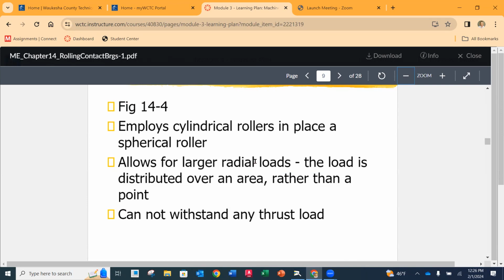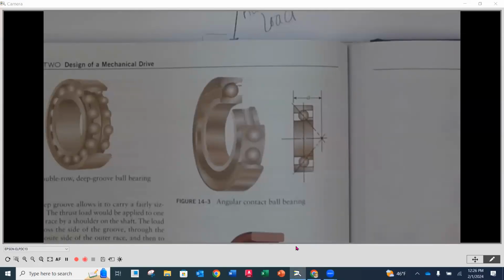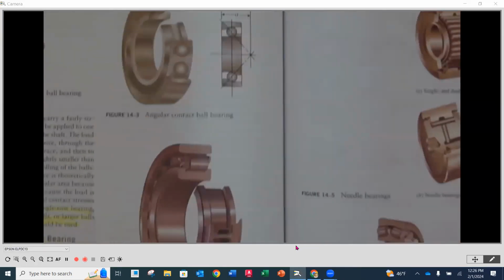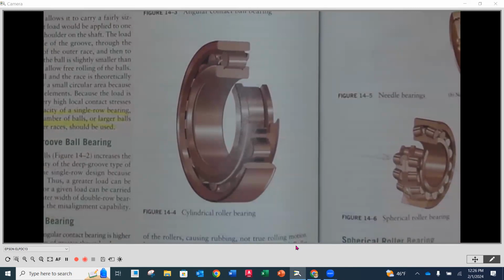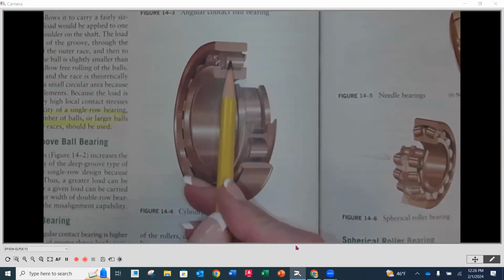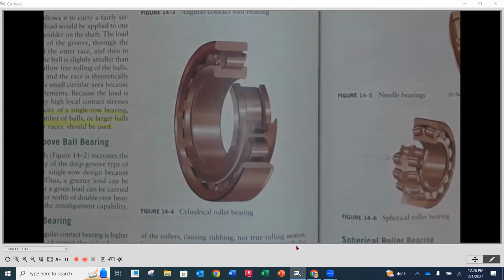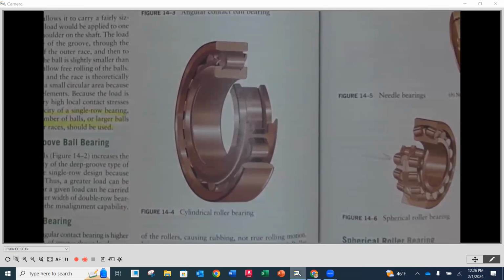So roller bearings give us very high radial loads. They cannot withstand any thrust load, though, unfortunately. They're all built for radial loads. Again, you see that inner and outer race, and I have a means of keeping those rollers in there, but now we've got line contact as opposed to that point or small area contact.